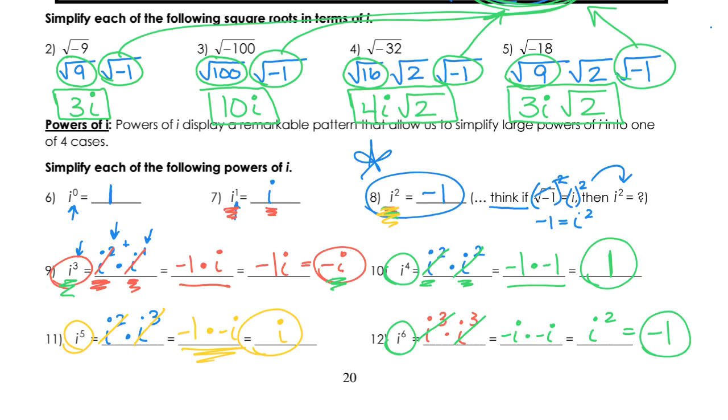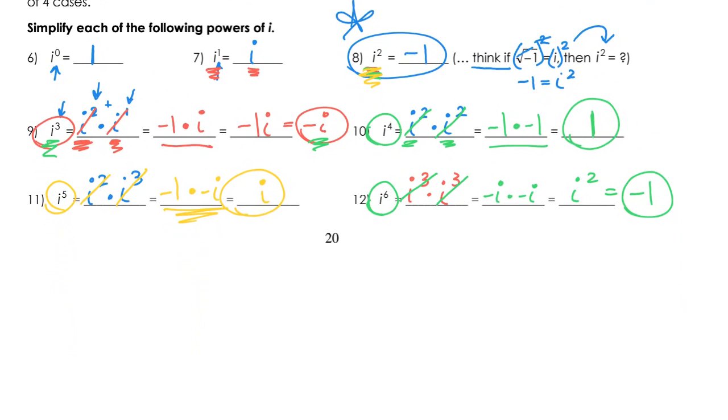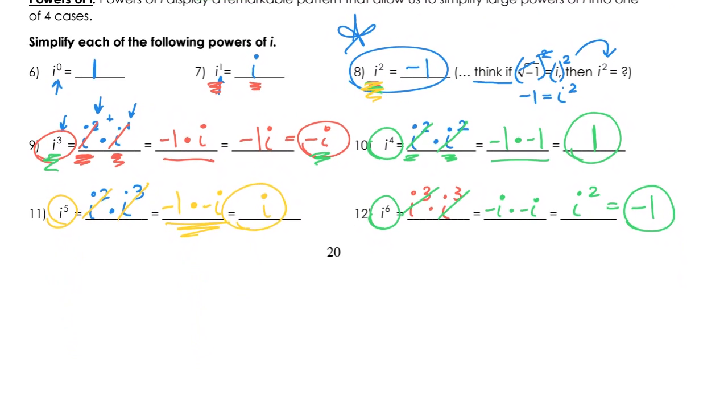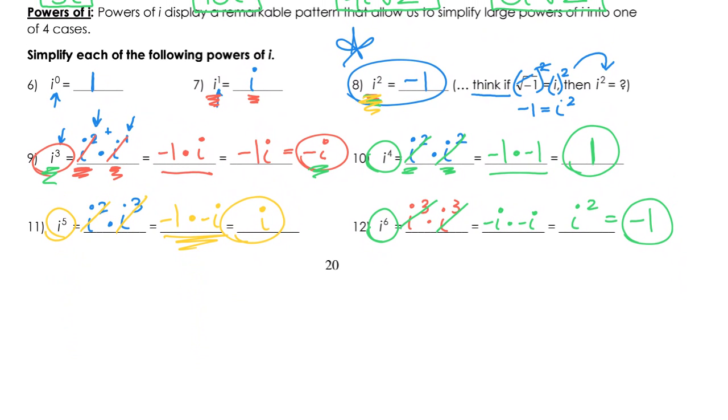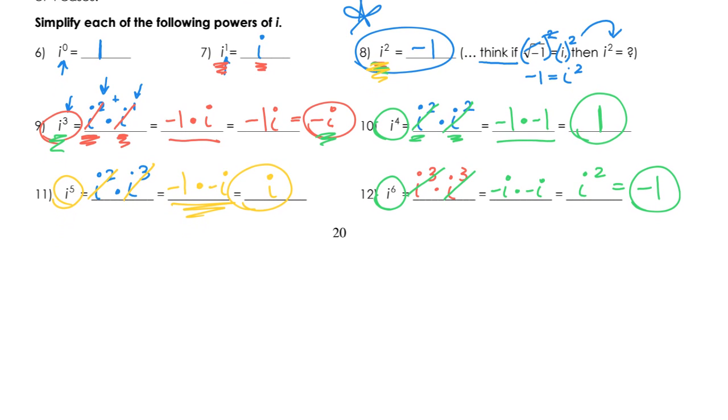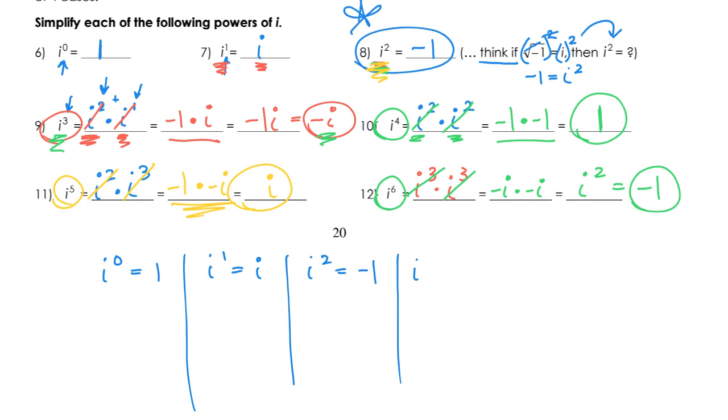So I'm not going to continue my video here. I want to actually use this so you guys can see on the next page. So in summary, before I go to the next page, in my next video, I'm going to show you the pattern that i to the 0 equals 1, that i to the 1st equals i, that i to the 2nd equals -1, and that i to the 3rd equals -i.